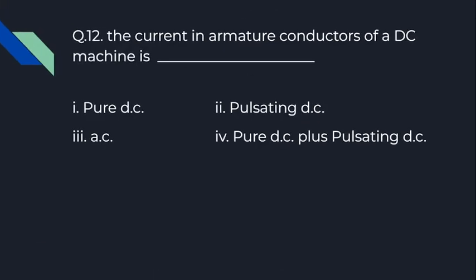Now let's move to question number 12: the current in armature conductors of a DC machine is dash. The question is a bit tricky here. Whenever the viewer looks at the question, they feel that since it is a DC machine, the current will also be DC. But actually, in the armature we are going to get AC output, whereas when it comes out of the commutator segments, it is converted from AC to DC. So the current in the armature conductor will be AC. Option 3 will be the answer for this question.